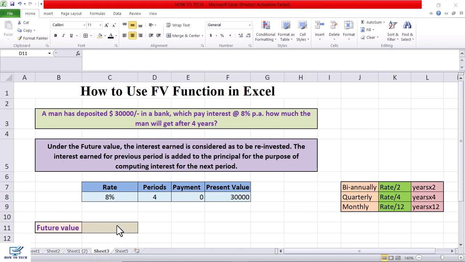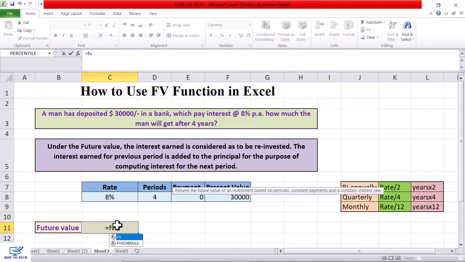So, we will write here the formula, that is equal to FV and press tab, and here you can see rate. Rate means interest rate. I have already mentioned the parameters above for your convenience. So rate is 8%. I will select this, then comma. NPER means number of periods, that is, for how many periods the interest will be calculated. That is 4. Then comma.